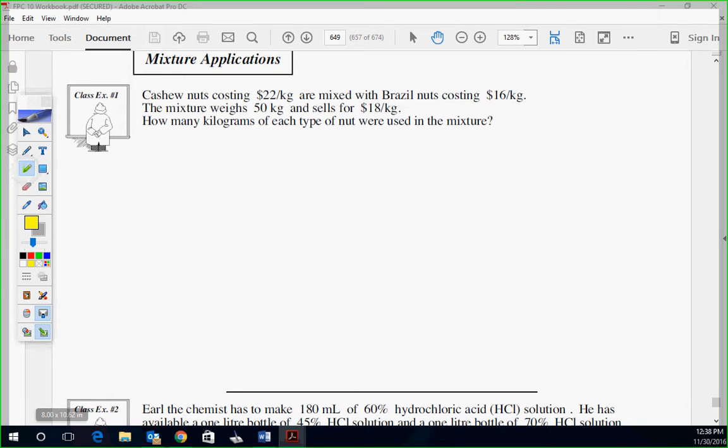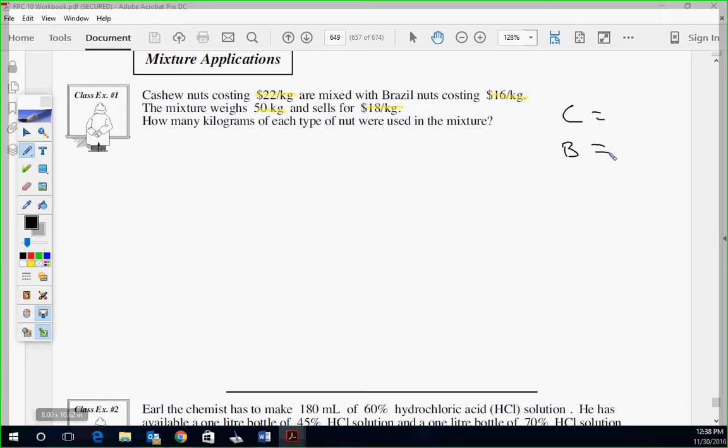So, cashew nuts costing $22 a kilogram are mixed with Brazil nuts costing $16 a kilogram. The mixture weighs 50 kilograms and sells for $18 a kilogram. How many kilograms of each type of nut were used in the mixture? You can use whatever variables we want. We can do cashew is C, Brazilian's B, or you can go X and Y, it doesn't matter.